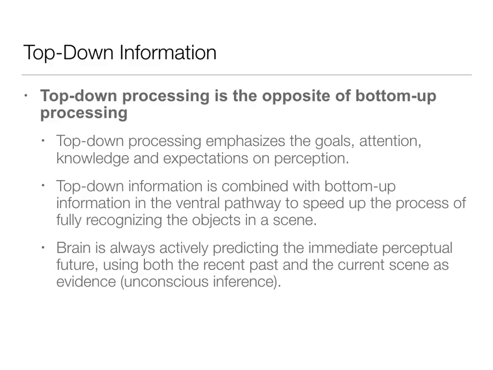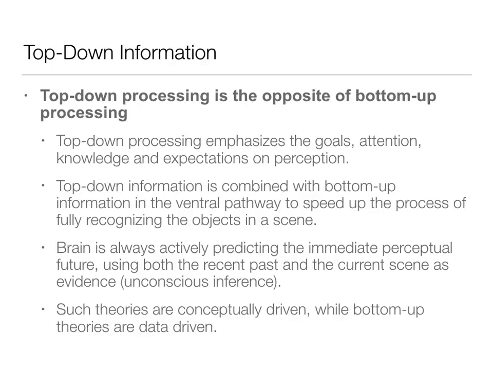The brain is always actively predicting our future and what we're going to see in terms of our perceptual future. It takes both the things that just happened and the things that have happened before. It also takes into account something that we're going to call unconscious inference. And it's important to point out that these theories of top-down information really are more conceptually driven.